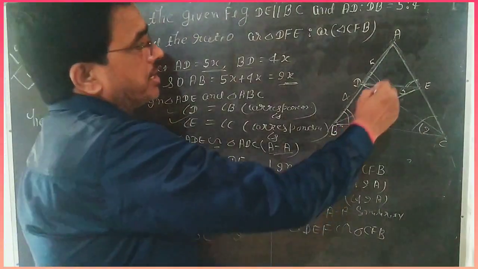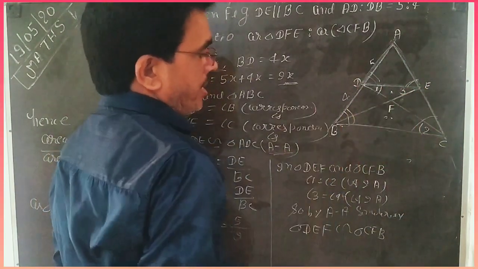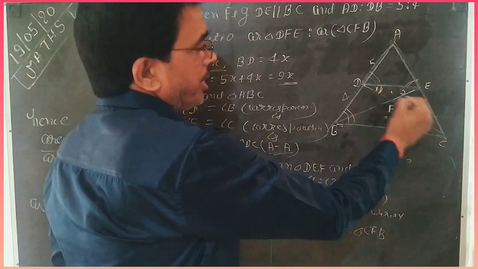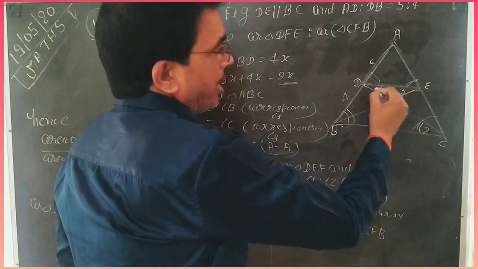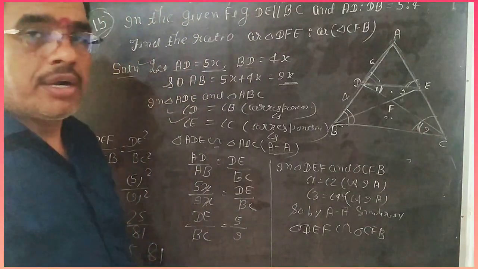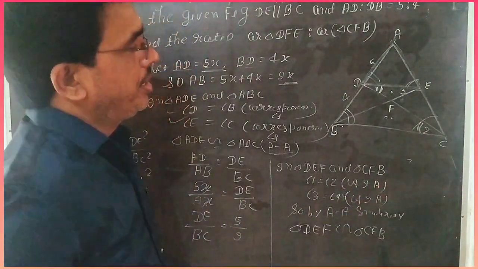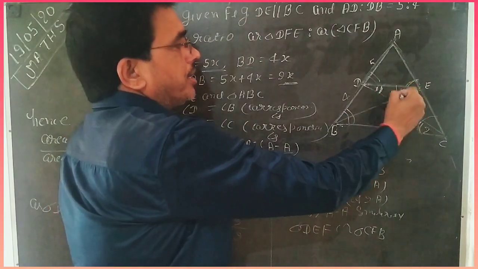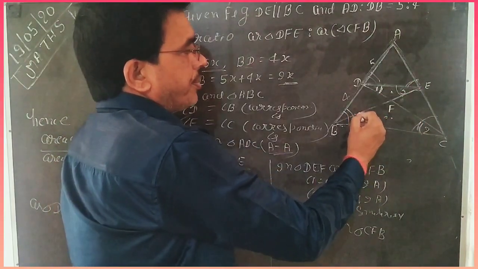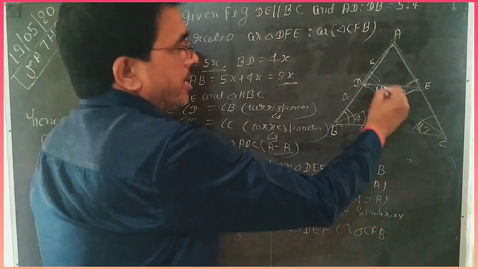Now we find the relation between triangle DEF and triangle CFB. Angle 1 is equal to angle 2 because the lines are parallel and this is a transversal. So angles 1 and 2 are alternate interior angles. I write here alternate interior angle. Angle 1 is equal to 2. Angle 3 is equal to angle 4. It is also an alternate interior angle.